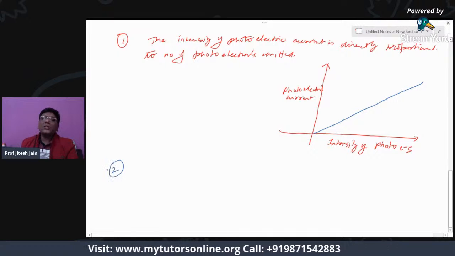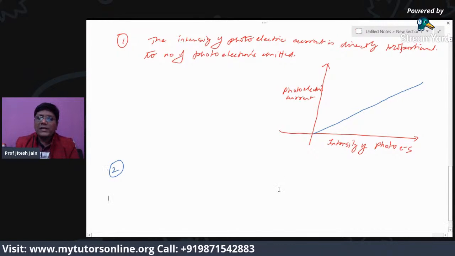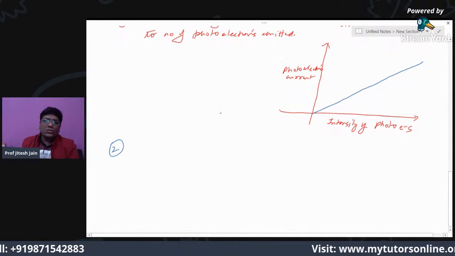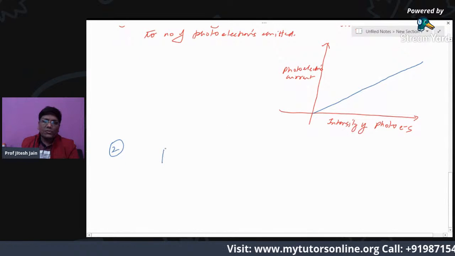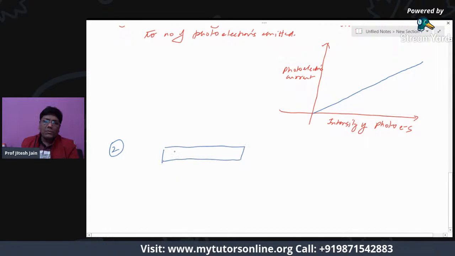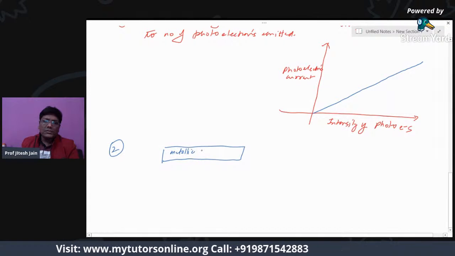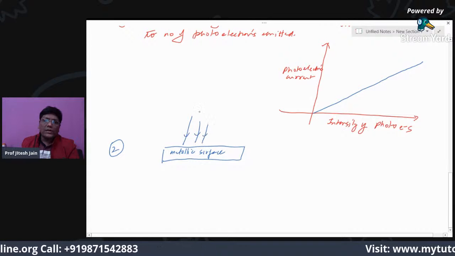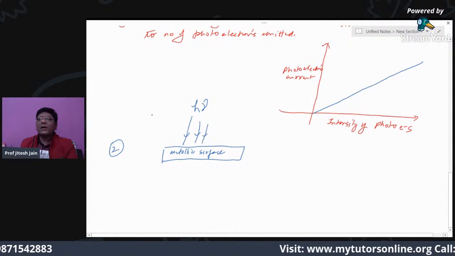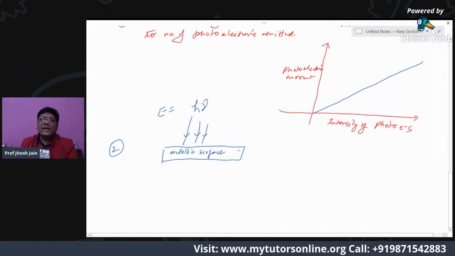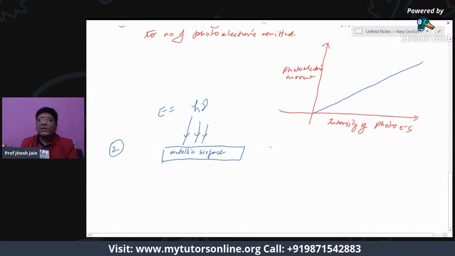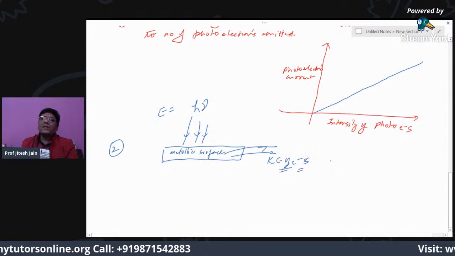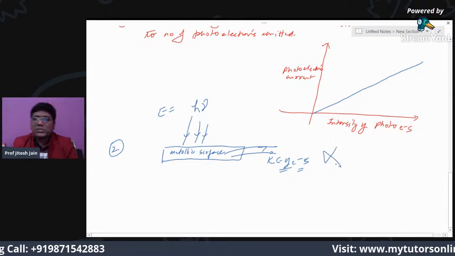Second thing, what Hallwachs and Lenard have said is that the entire energy, the h nu, the entire energy which is received, suppose this is the metallic surface you have, and on this metallic surface you are going to receive the h nu energy. This is the light energy you receive according to Planck. This entire energy is converted into the kinetic energy of the electrons. This they have said. Now this statement is totally false, right?